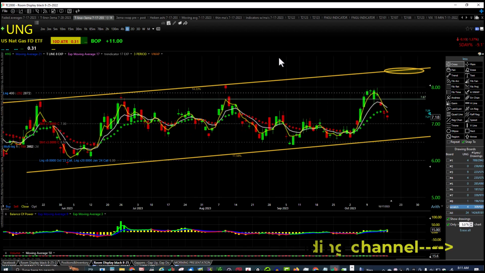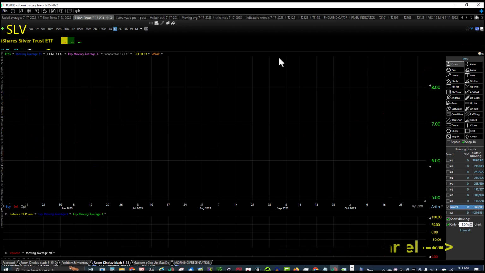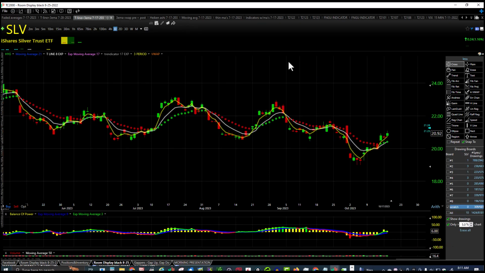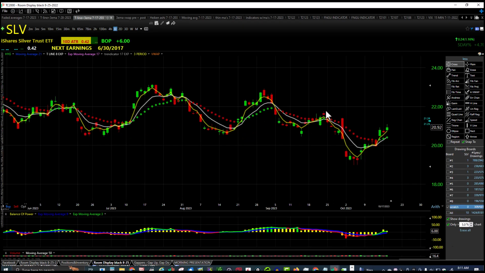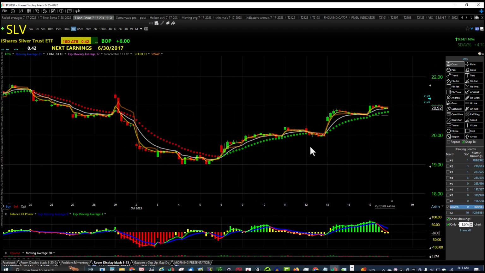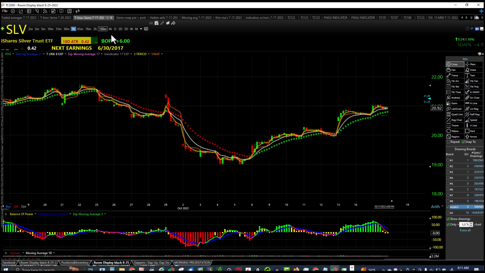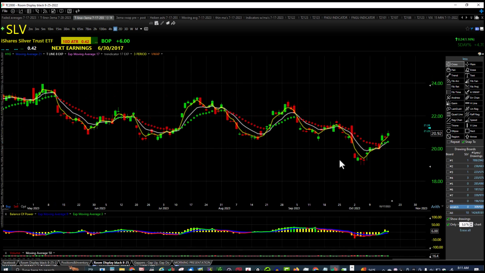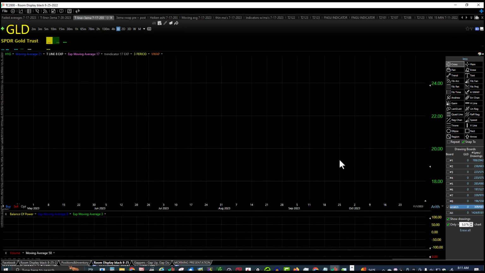UNG is in a daily uptrend, making higher lows and higher highs. So there's UNG. SLV now. Let's take a look at precious metals. Precious metals: lower high, lower low, daily downtrend. We do have an hourly uptrend here with higher lows and higher highs. So there's the hourly chart. GLD.